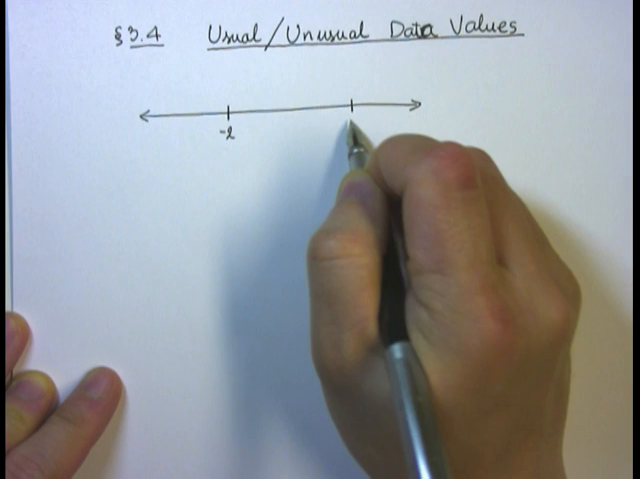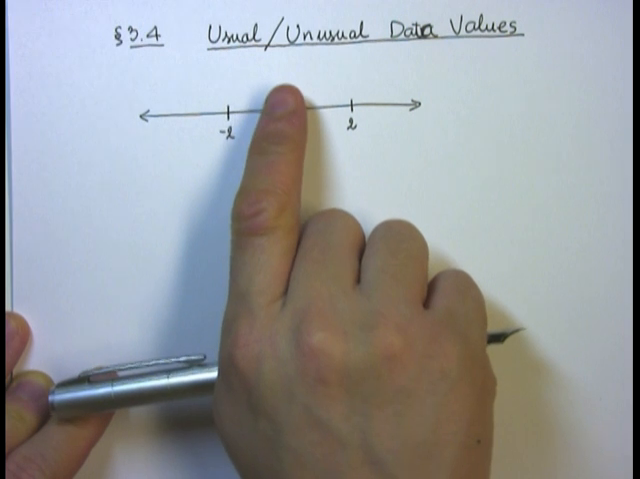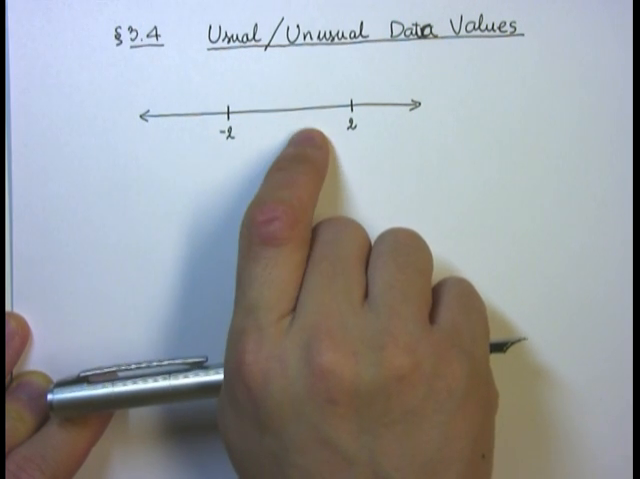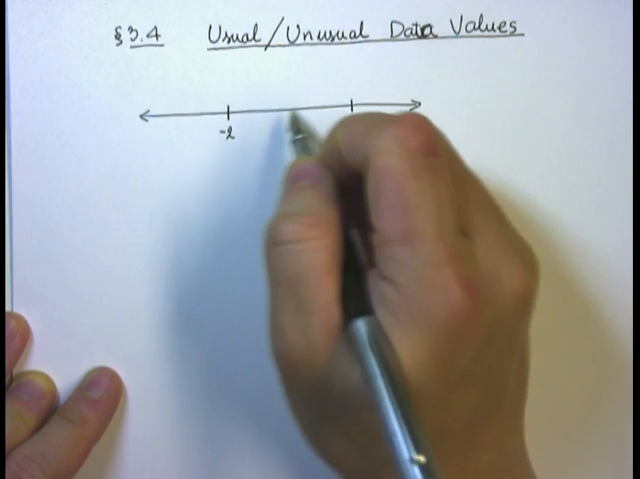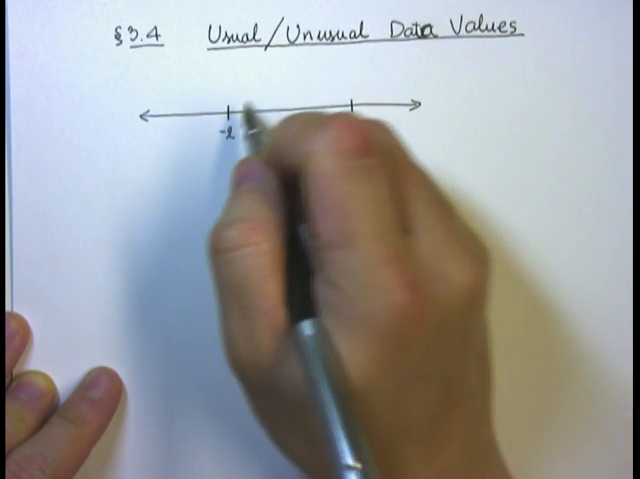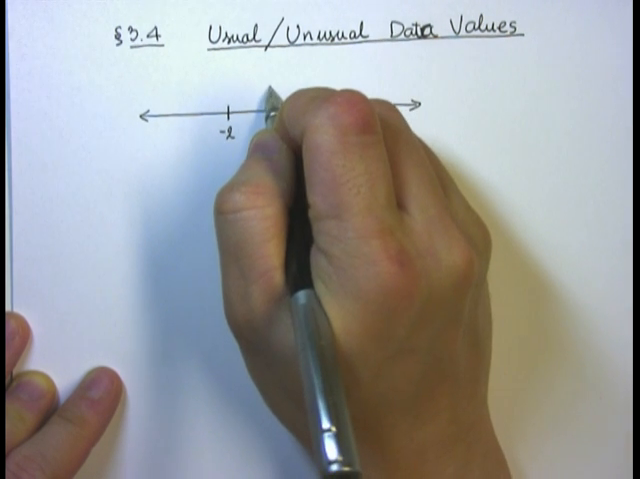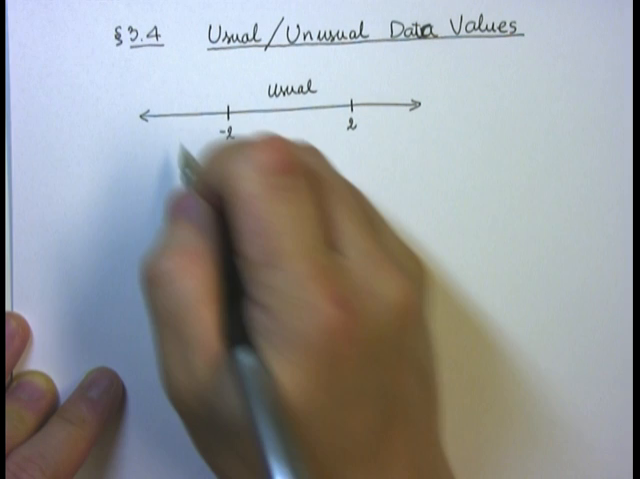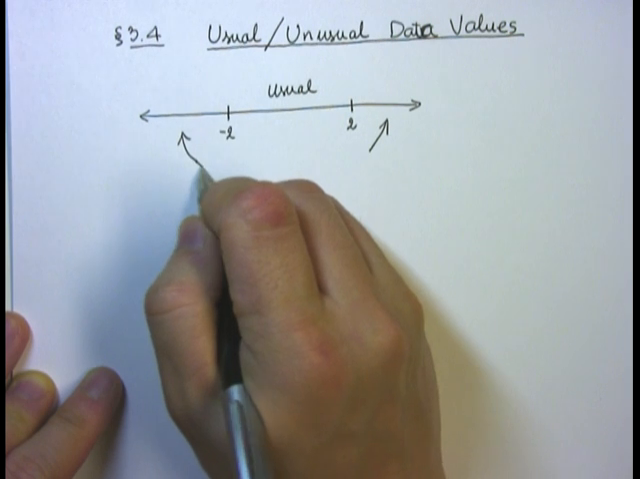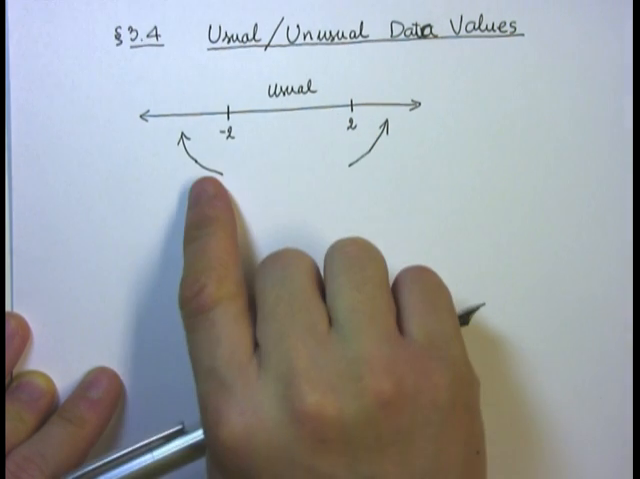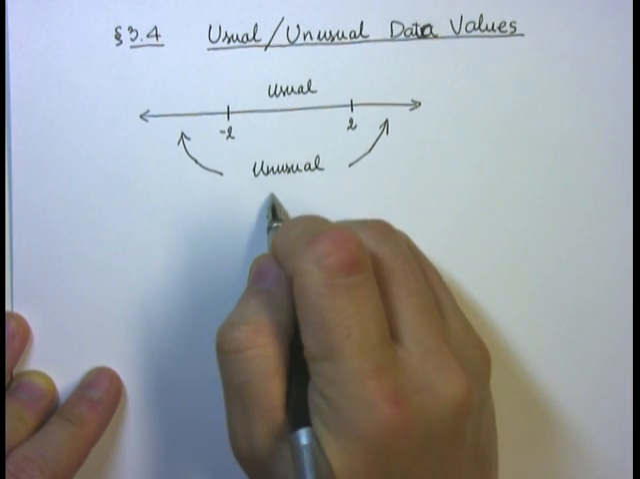Imagine you have computed the z-score for your data value. If the z-score of your data value falls anywhere between and including -2 and 2, then your data value would be a usual value. And if your z-score is either above 2 or lower than -2, we're talking about unusual values.